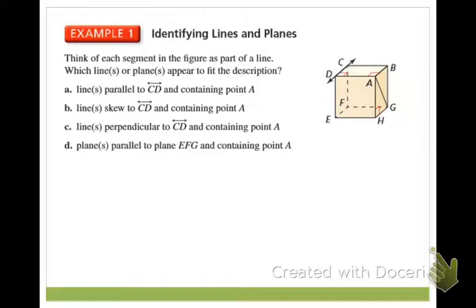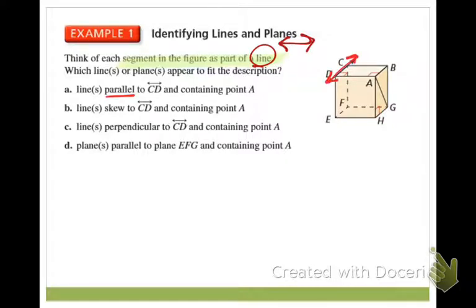All right. So this is what a problem on your homework would look like. Think of each segment in the figure as part of a line. So lines never end, and lines you name with the arrows. So we're going to be naming all of these with arrows. Which lines or planes appear to fit the description? So we're going to do A, lines parallel to CD.